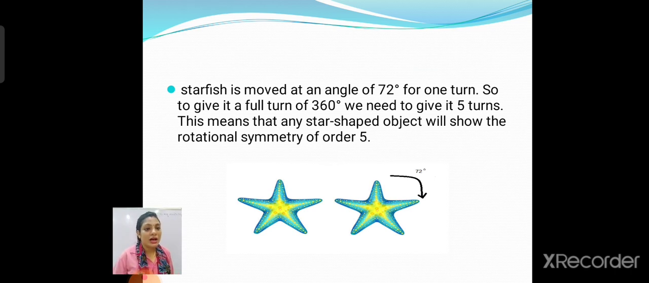Same in the starfish. The starfish is moved through an angle of 72 degrees for 1 turn. So to give it a full turn of 360 degrees, we need to do 5 turns. So what is the order of symmetry? That is 5. And what is the angle of rotation? That is 72 degrees in the starfish.